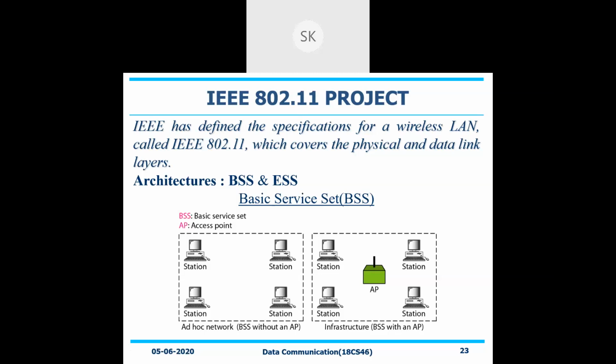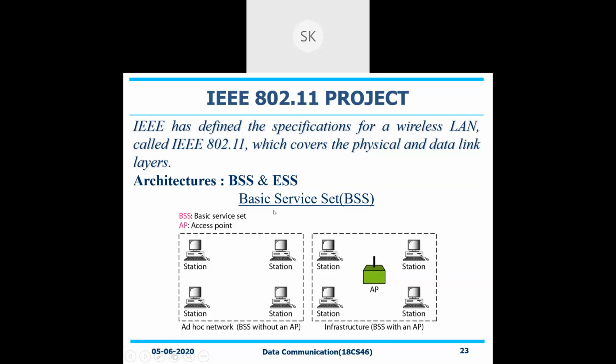The IEEE has defined the specifications for a wireless LAN called IEEE 802.11, which covers, see here, the physical as well as the data link layer. We are not concentrating on the higher layers; higher layers are ruled out. Only the data link layer and physical layer. There are two types of architectures: one is called the basic service set, that is BSS, and another is called the extended service set, that is ESS.